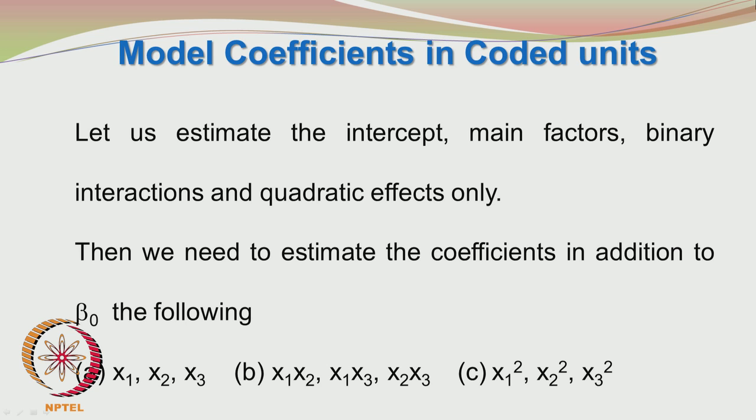So let us estimate the model coefficients associated with data that are in coded units. We have to estimate the intercept, main factors, binary interactions and quadratic effects only. So in addition to the intercept beta naught, we need to estimate the main factors coefficients, the coefficients associated with x1, x2 and x3. Then we have to identify the binary coefficients associated with x1 x2, x1 x3, x2 x3. And then we also have to find coefficients associated with x1 squared, x2 squared and x3 squared.